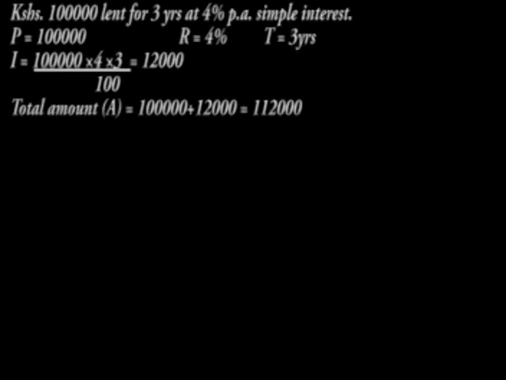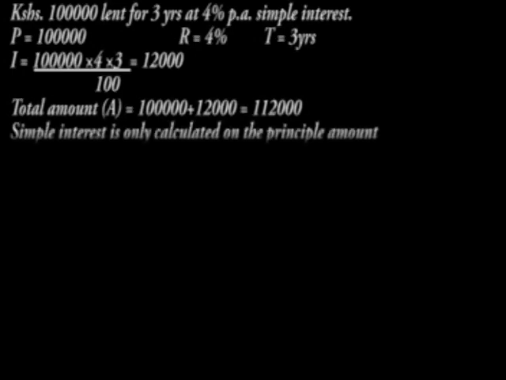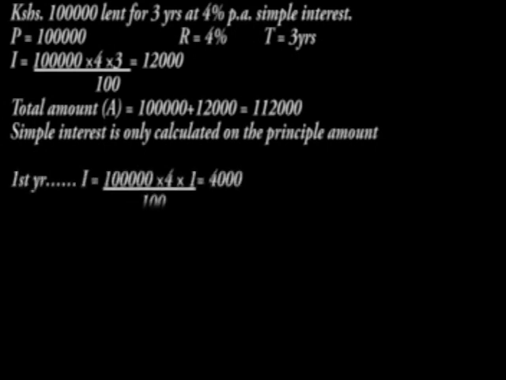Note that simple interest is only calculated on the principal amount irrespective of the time period. For our case, the first year earned an interest of 100,000 times 4 times 1 over 100, that is 4,000. Therefore, the total amount after the first year is 104,000.